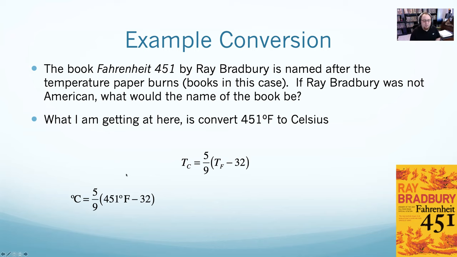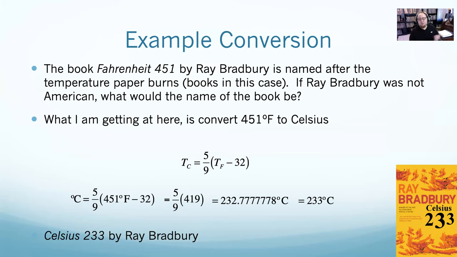451 minus 32 is 419. And I'll take 419 and multiply by 5 and divide by 9, which I'm just going to round to 233. And so 451 Fahrenheit, or Fahrenheit 451 if I want to do it like the book, is 233 degrees Celsius, or Celsius 233 if I want to stick to the book.